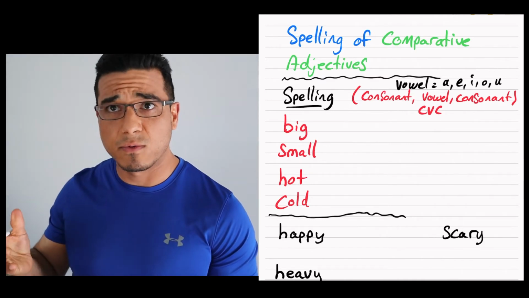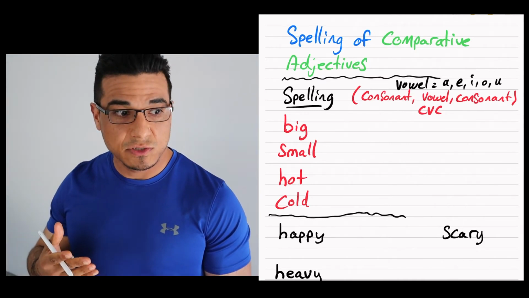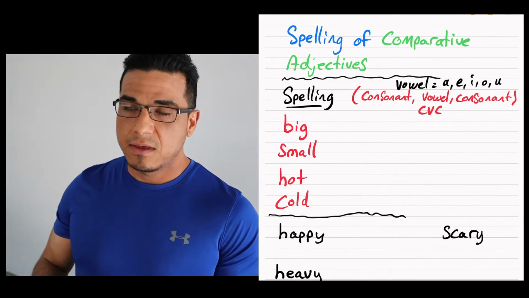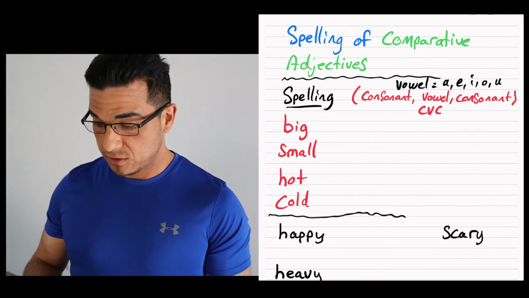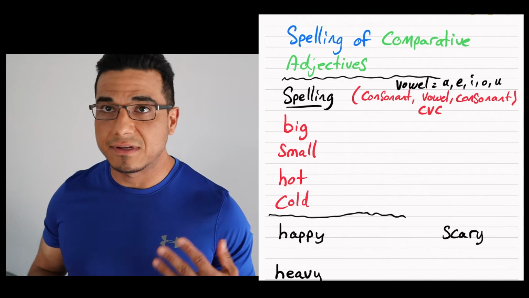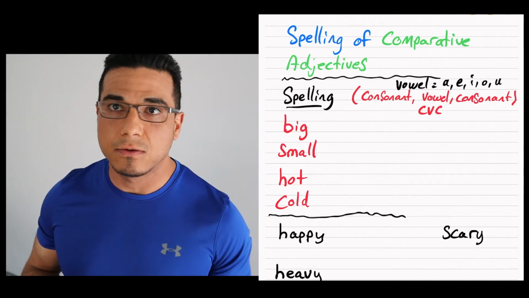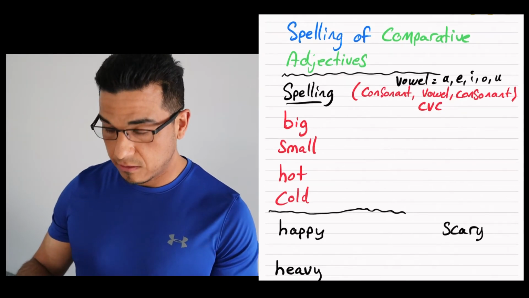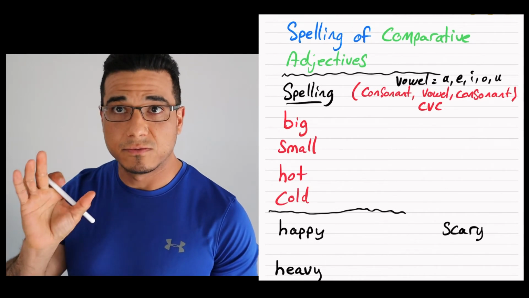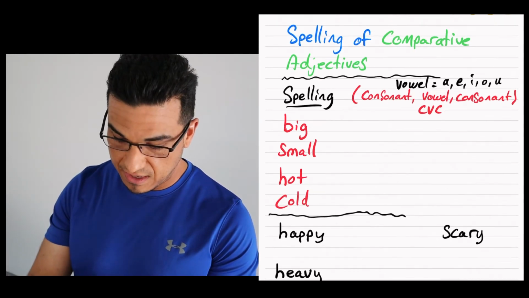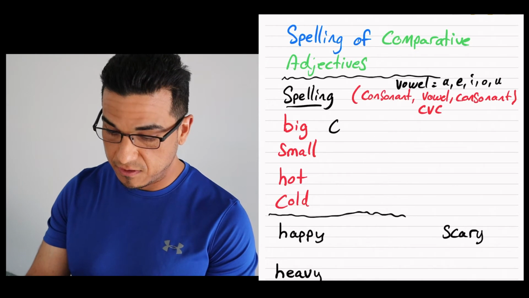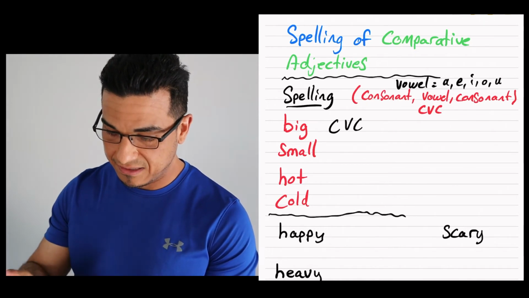And so when I refer to consonants, I'm referring to any letter in the alphabet that is not a vowel. So if it's not an A, if it's not an E, if it's not an I, if it's not an O, if it's not a U, it's a consonant. So, all right, looking again at my example for the first word, which is big, I have a consonant followed by a vowel followed by a consonant.